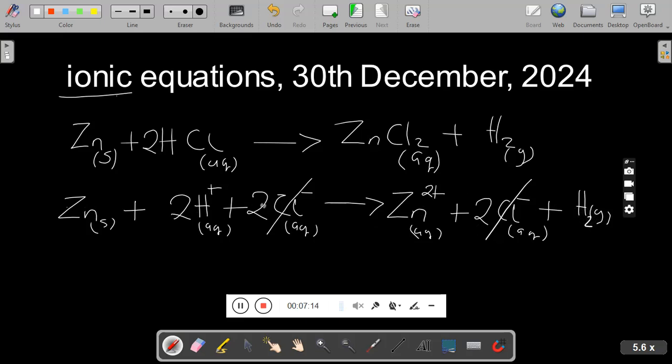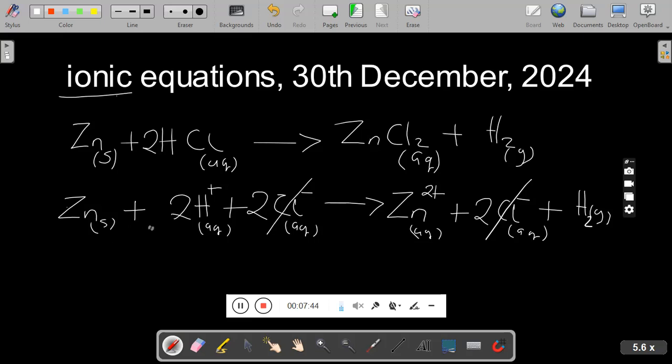So the only things which were appearing on both sides exactly the same are the 2 chloride ions here and the 2 chloride ions here, so we have removed them. They are called the spectator ions. It simply means they were not actually taking part in the chemical reaction. Just like when you go to watch a football match at a stadium, you are a spectator, you are not participating. So that is exactly what is happening in this chemical reaction.